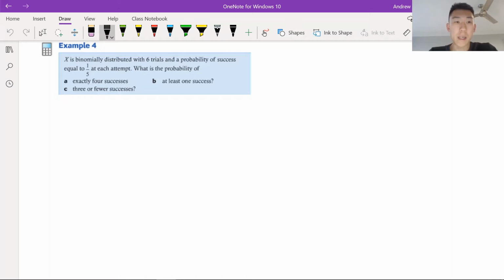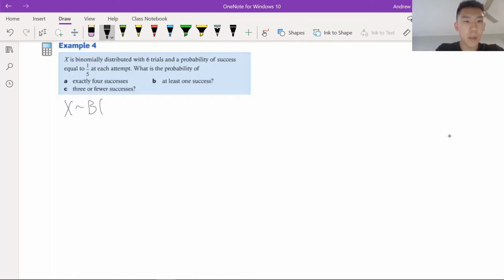All right, let's begin. X is binomially distributed with 6 trials and a probability of success equal to 1/5 at each attempt. What is the probability of exactly 4 successes? Right, so we've been told X is binomially distributed. We can use a calculator, by the way, so I'll show 2 methods.